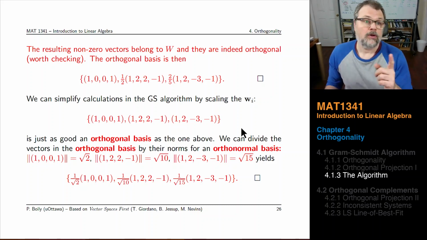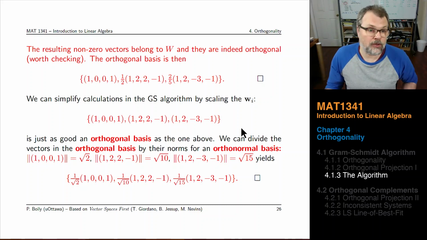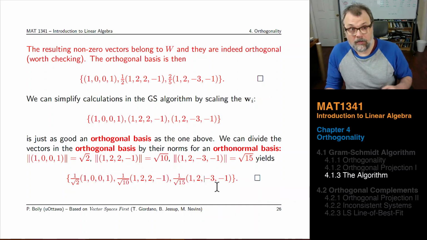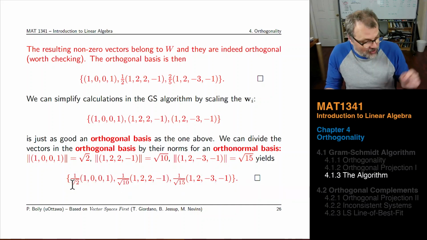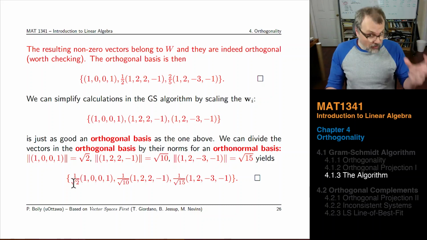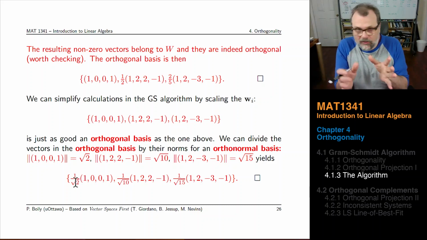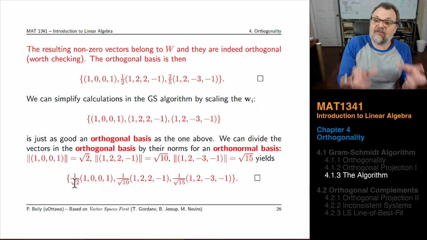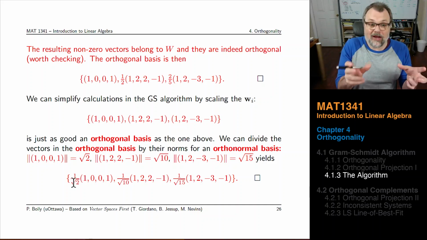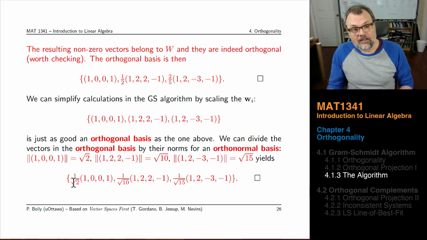So this is an orthonormal basis. Now you'll notice the scaling factors matter because in orthonormal bases, you're not just finding orthogonal linearly independent vectors, you want each one of them to have length 1. So you do have to keep the scaling factors in front of them.